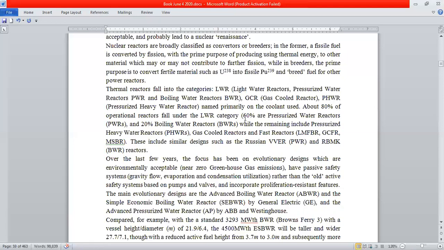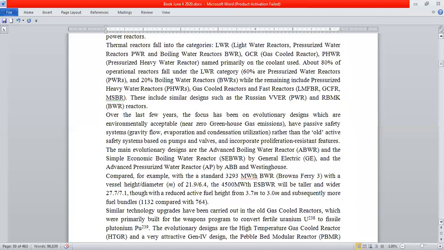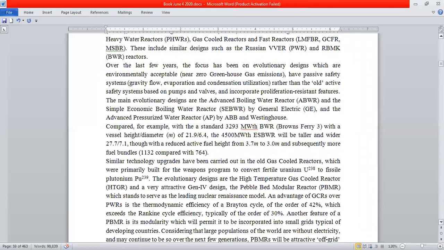60% of the reactors in the world are pressurized water reactors, and about 20% are boiling water reactors, while the remaining include pressurized heavy water reactors, gas-cooled reactors, and one or two fast reactors. These include similar designs, such as the Russian PWR and RBMK boiling water reactors. So those are the Russian equivalent of the Westinghouse and Babcock and Wilcox designs.